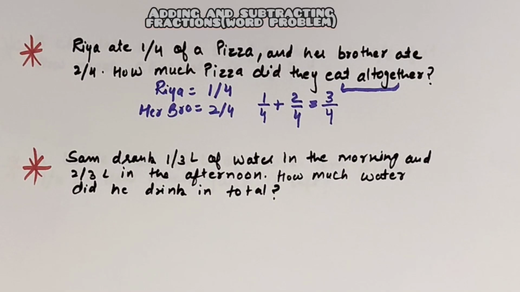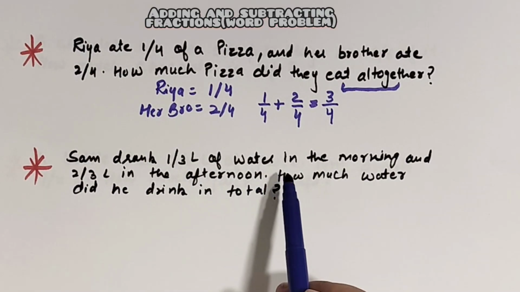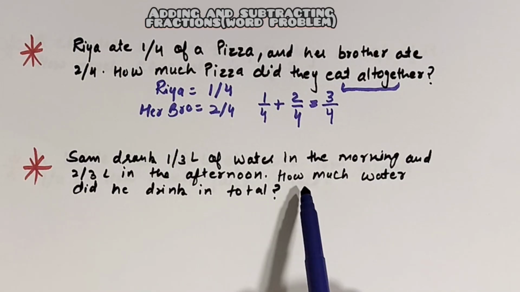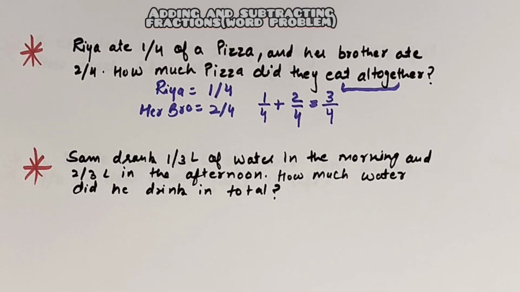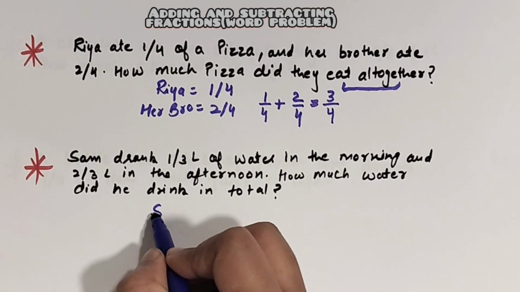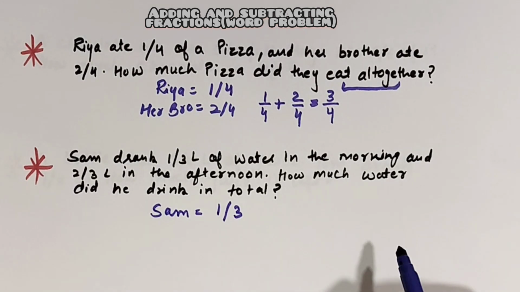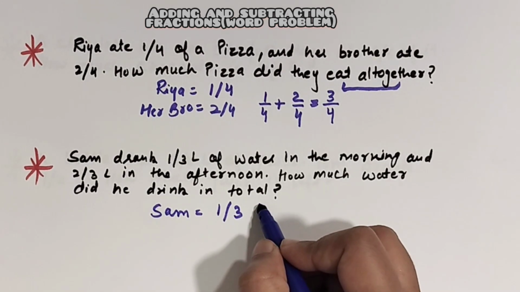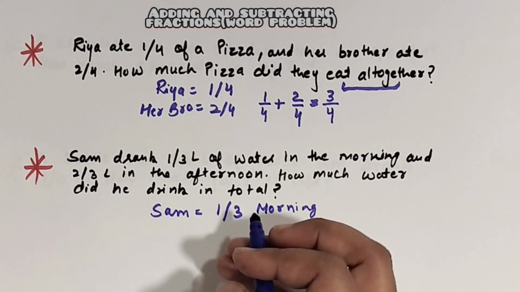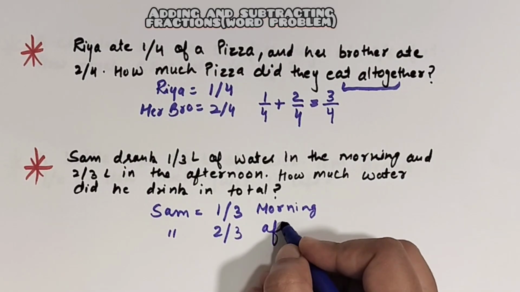And now let's see the second question. Sam drank 1 over 3rd liter of water in the morning and 2 over 3rd liter in the afternoon. How much water did he drink in total? So you can see Sam drank 1 over 3rd liter of water in the morning. So I'm going to write first Sam 1 over 3rd morning and then 2 over 3rd in the afternoon. So I'm going to write afternoon here so we can see the difference.